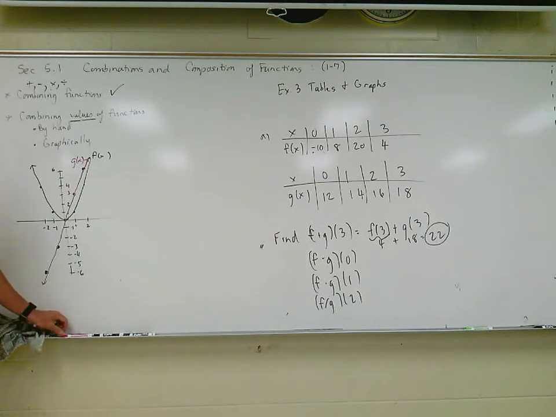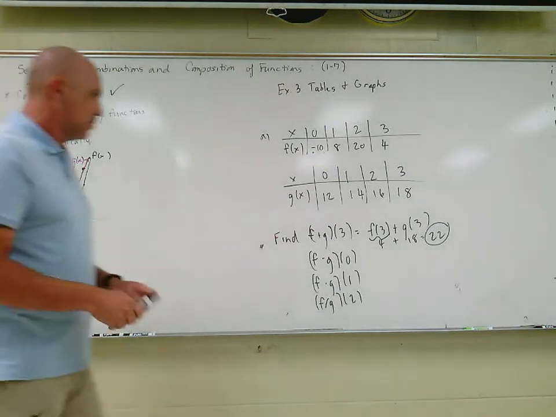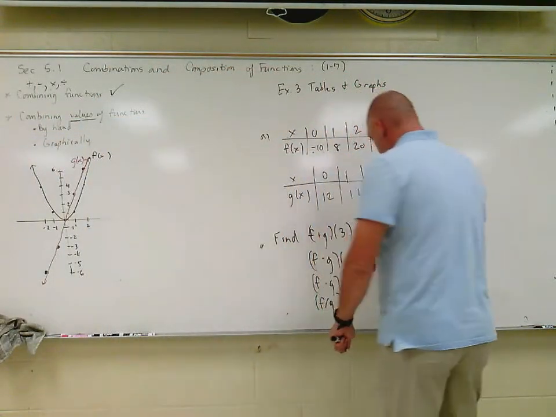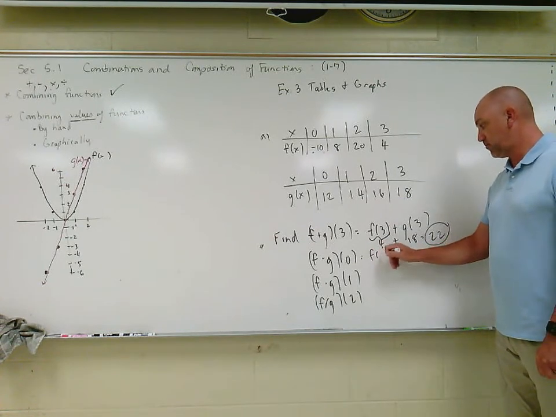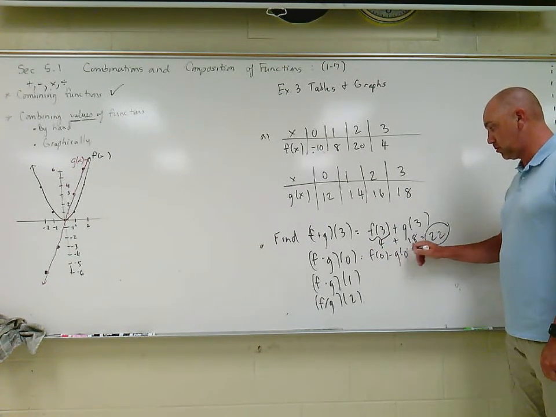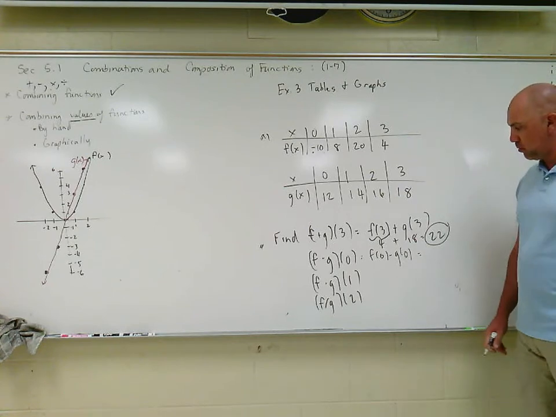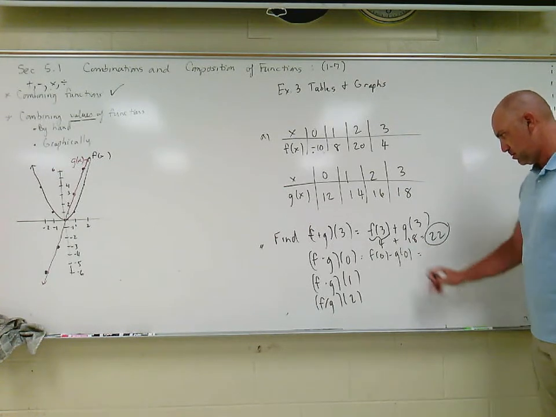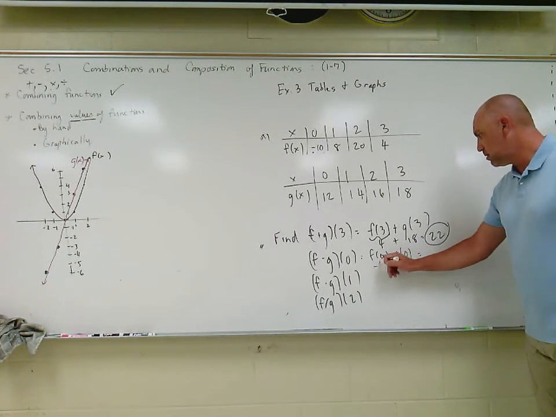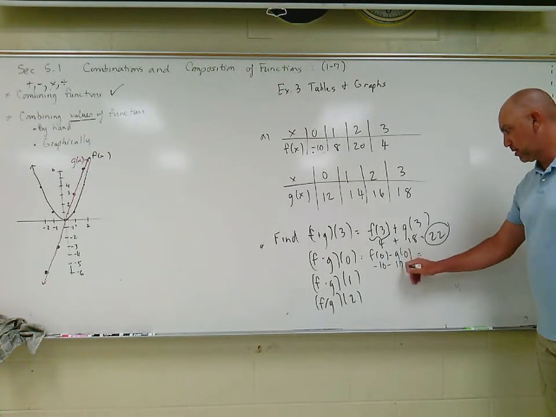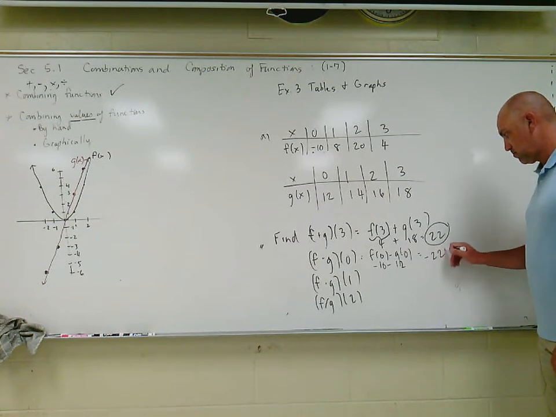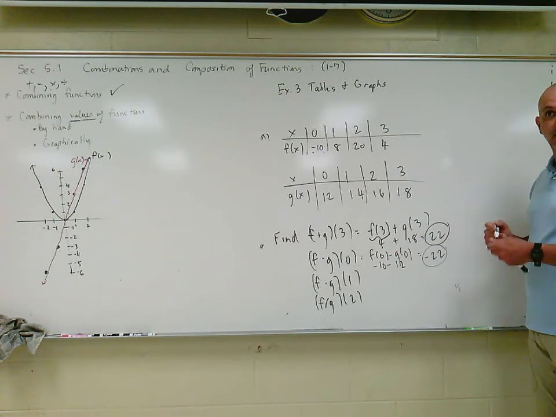Okay, let's check our work. All right, what's the first thing I'm going to write right here? Very good, f of 0 minus g of 0. Then I'm going to find each one of those. So Maria, what did you get for f of 0? Negative 10. Minus what did you get for g of 0? What's your answer? I didn't plan that, it just worked out like that.